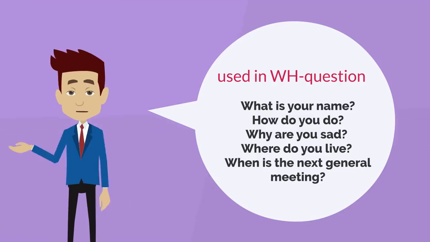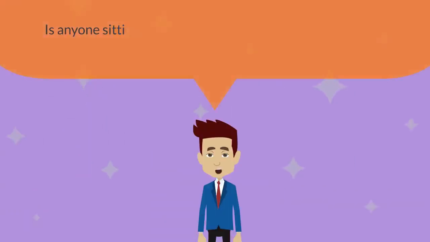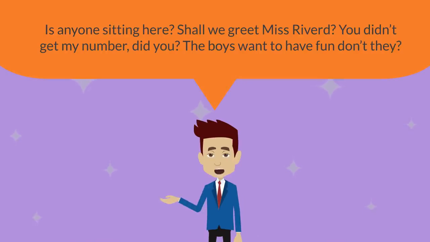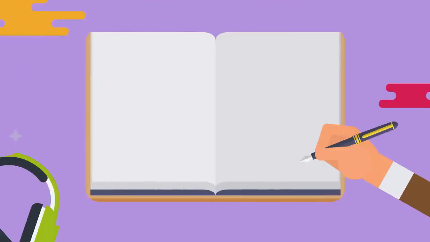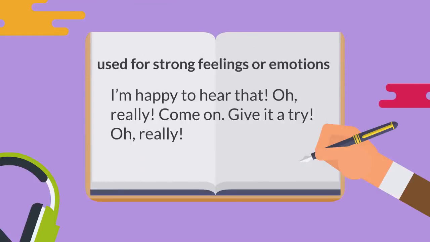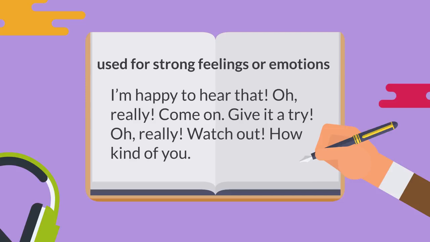Number 3. For the following questions, a rising intonation is observed. Is anyone sitting here? Shall we greet Miss Reverd? You didn't get my number, did you? The boys want to have fun, don't they? Number 4. 2-4-1, used for strong feelings or emotions. I'm happy to hear that. Oh really? Come on. Give it a try. Oh really? Watch out! How kind of you.